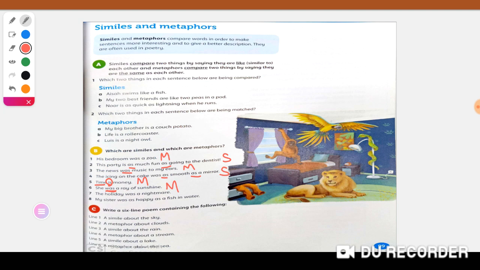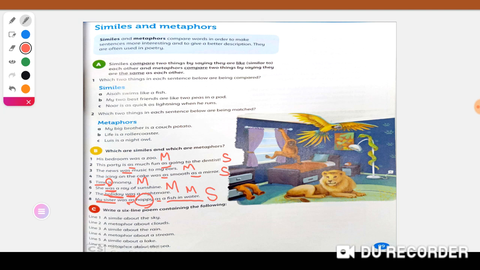The holiday was a nightmare. It wasn't good at all. I didn't enjoy my holiday. So this is also a metaphor. Number 8, my sister was as happy as a fish in water. So here I'm comparing the sister to the fish in water. Both were happy. I used as, so it's a simile.